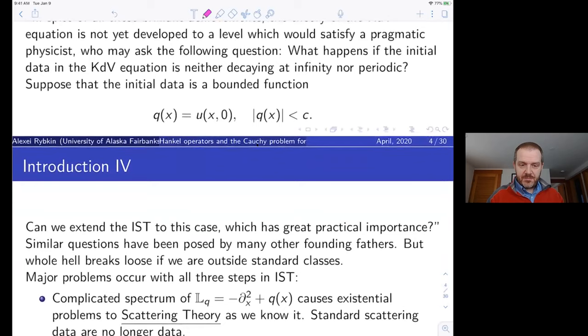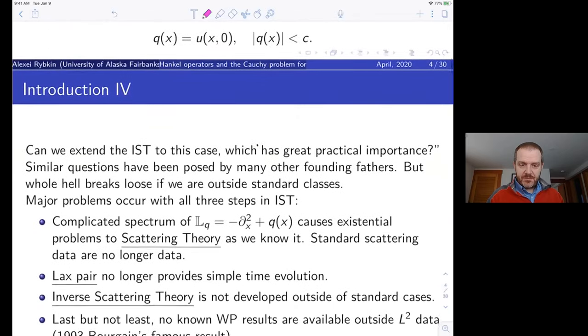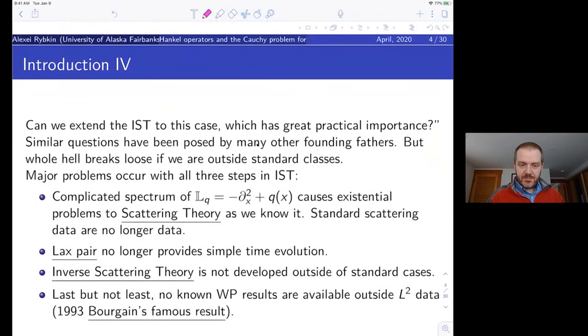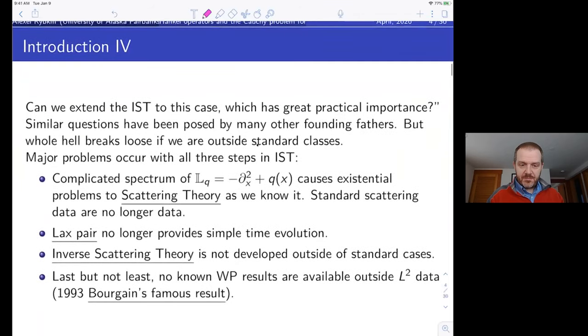This kind of question, and similar questions, were asked by some other leading experts in the area. I've been trying to answer to shed some light on what's going to happen if we leave the classical conditions, and a lot changes once we leave those classes. A few highlights.